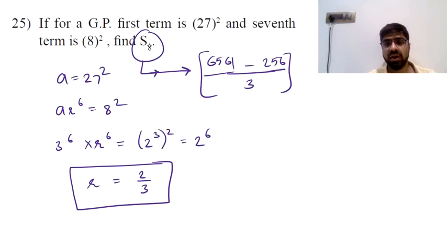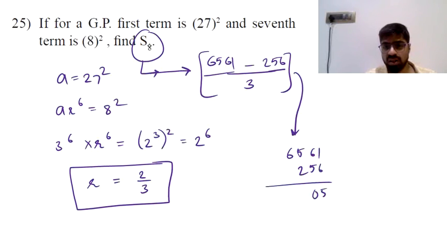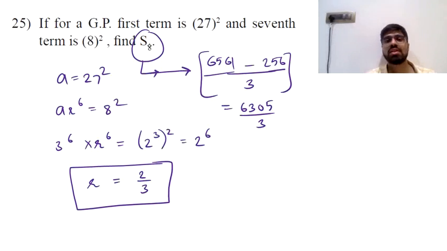And yeah, with that we go ahead with the solution here. So 6561 minus 256. So this is going to be a 05 here, and this is going to be a 3. So it's a 6305 divided by 3. And is that divisible by 3? It's not. So yeah, 6305 upon 3 is the final answer for the 25th question.